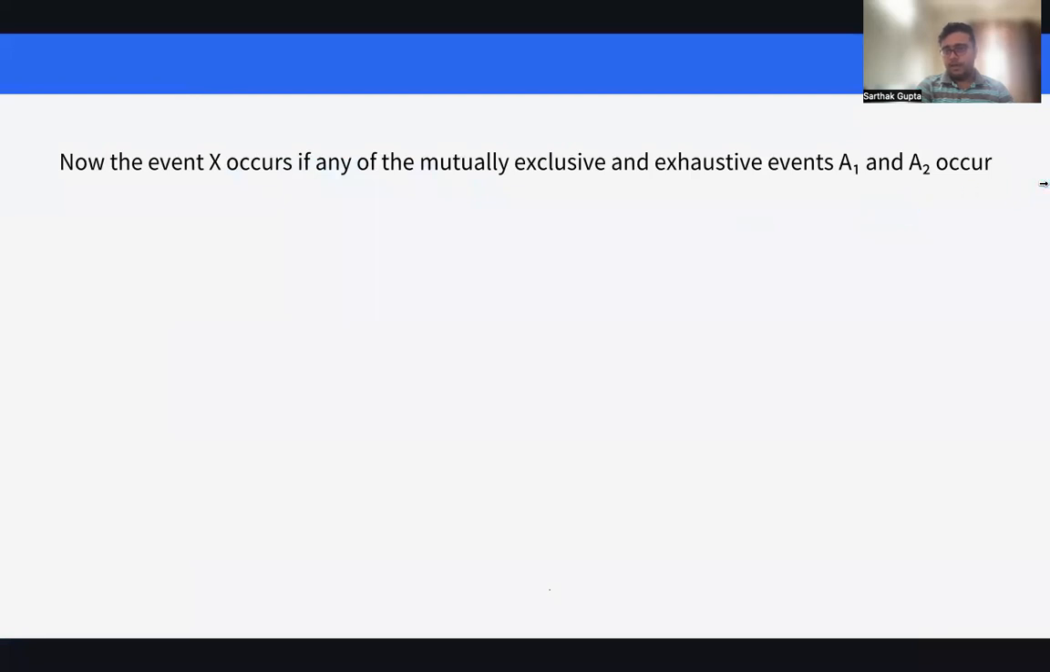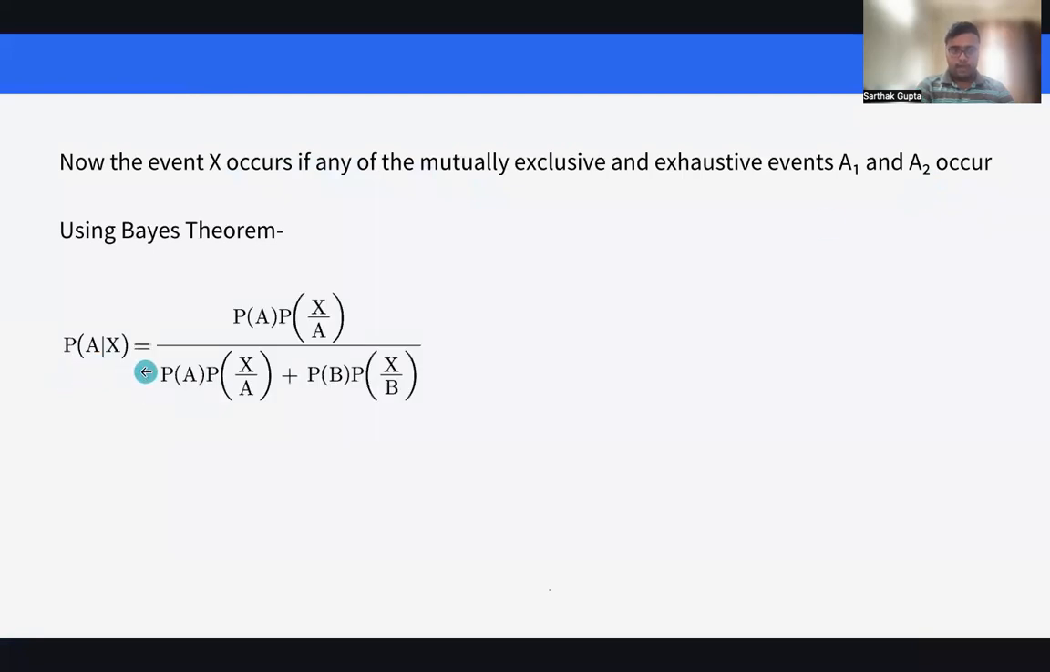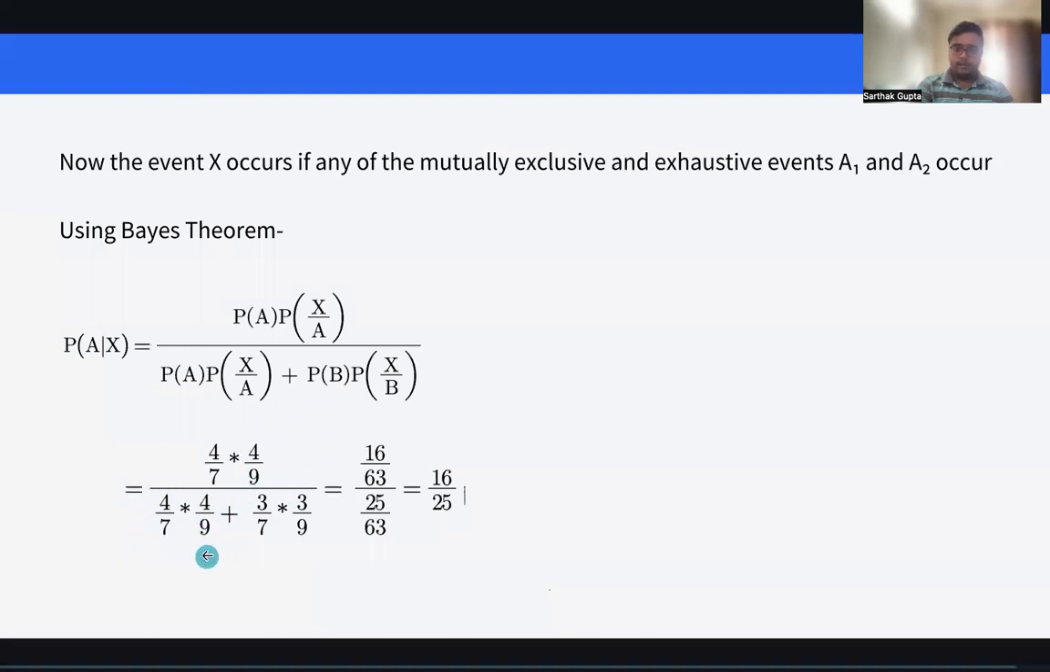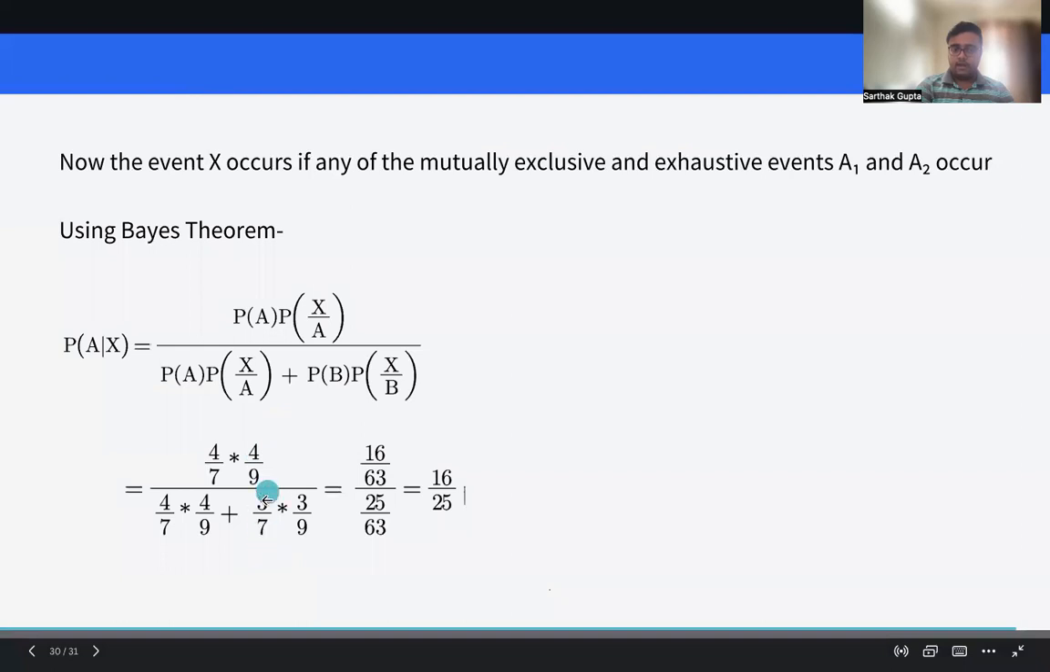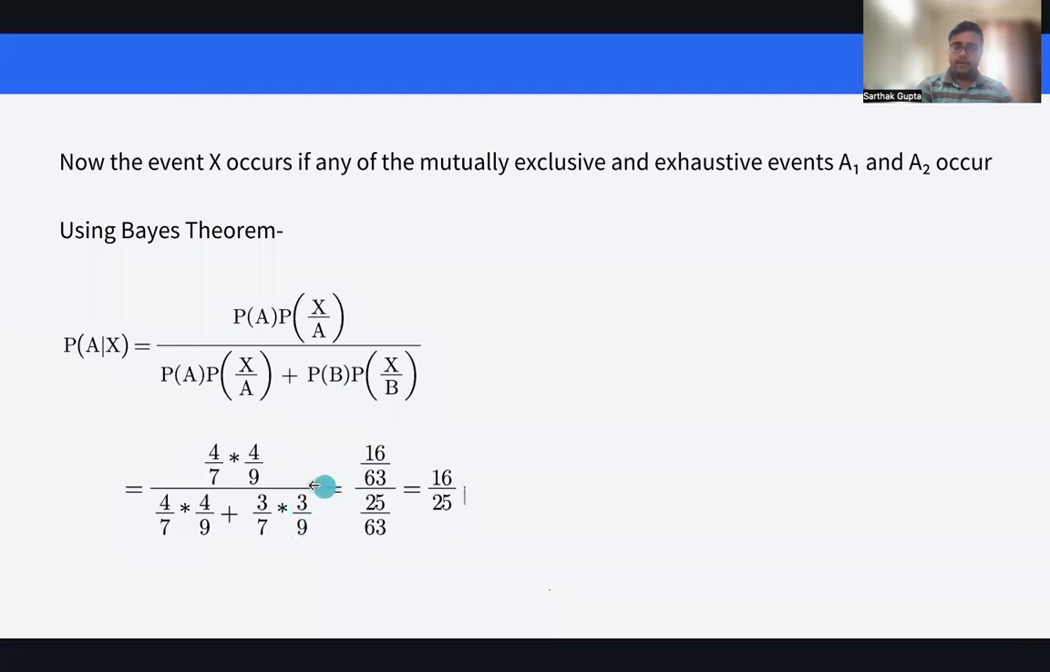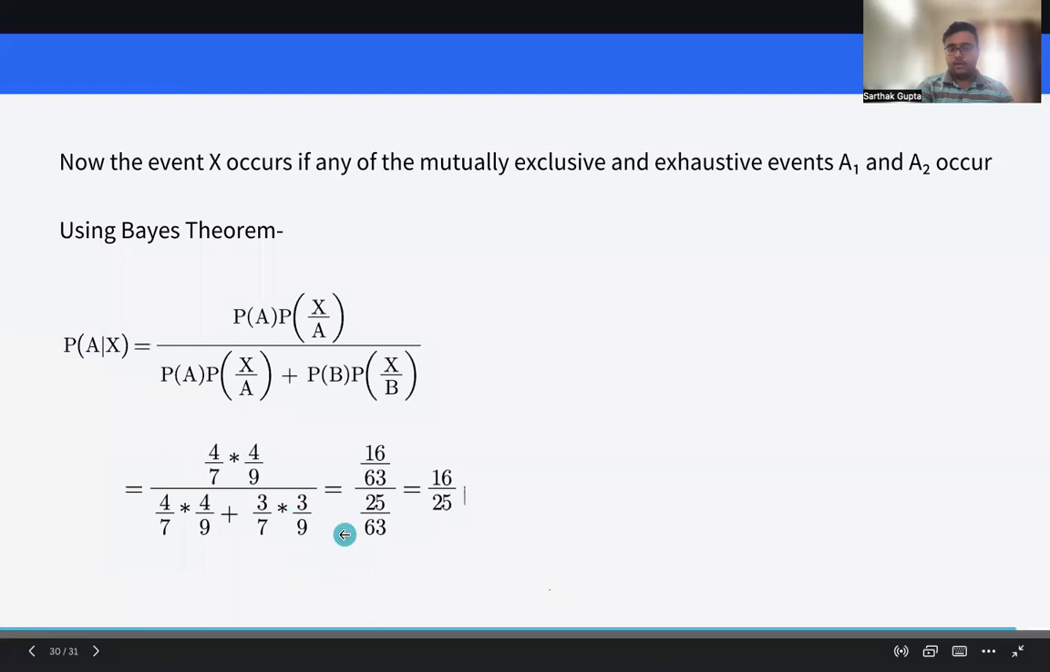A1 refers to A and A2 refers to the B event. So using Bayes theorem, P(B given X) is given by this expression. Substituting the value of every expression, we get 4 by 7, which is the probability of transferring a red ball from the first urn, and 4 by 9 is, when a red ball is transferred, the probability of drawing a red ball from the second urn. Similarly, 3 by 7 is transferring a green ball from the first urn, and if a green ball is transferred, the probability of selecting a red ball from the second urn is 3 by 9.